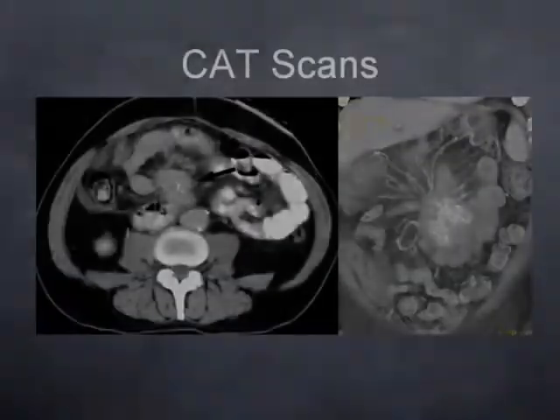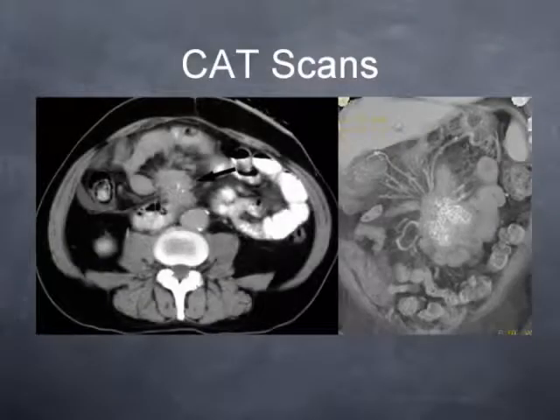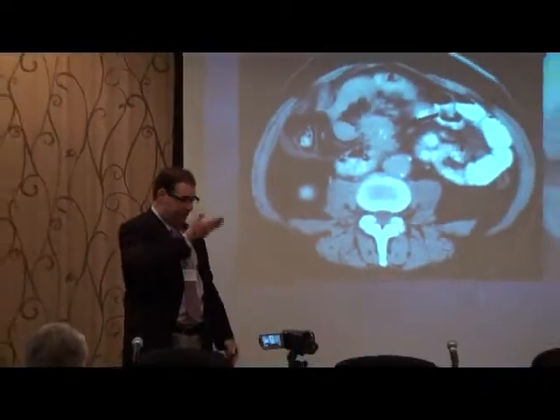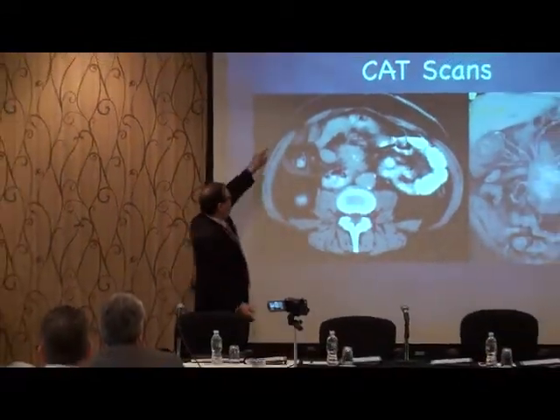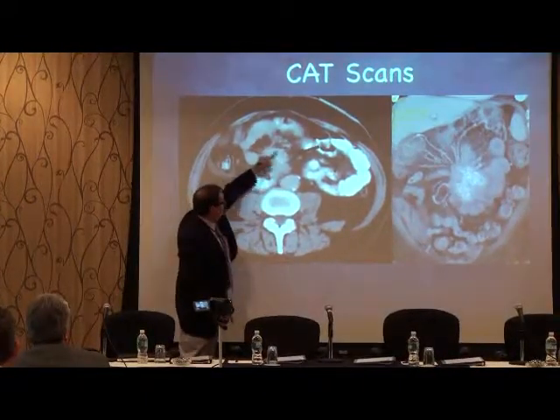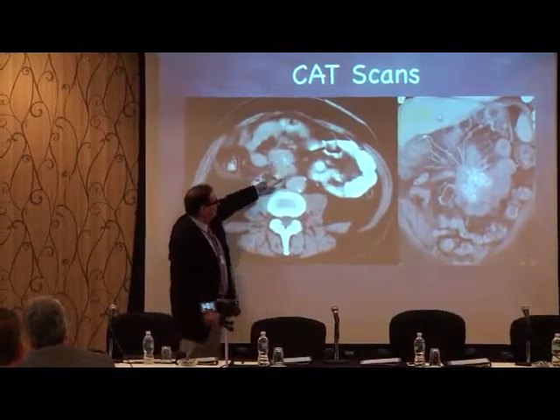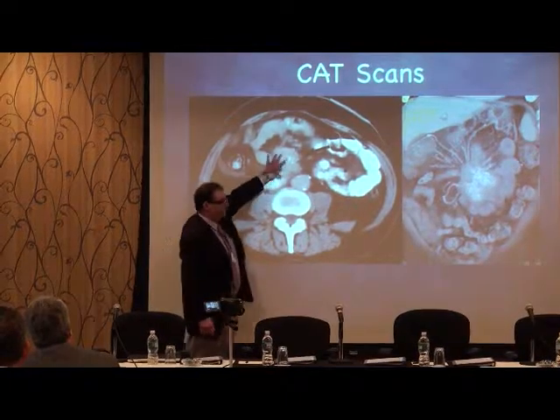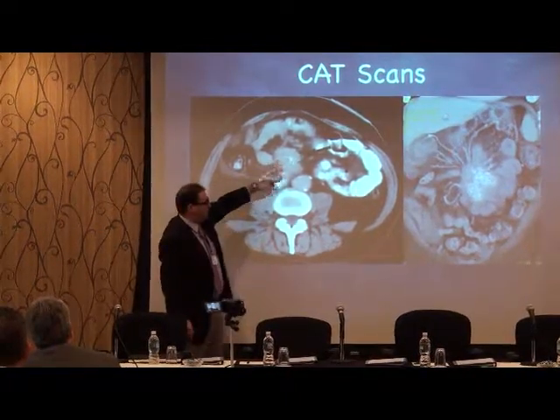This is a CAT scan of a neuroendocrine tumor. And again, you can see this is an axial cut. The CAT scan takes slices from the top to the bottom. This is the front, this is the back, here's your spine. And you can see here this soft tissue, this sort of grayish tissue, that's the tumor.